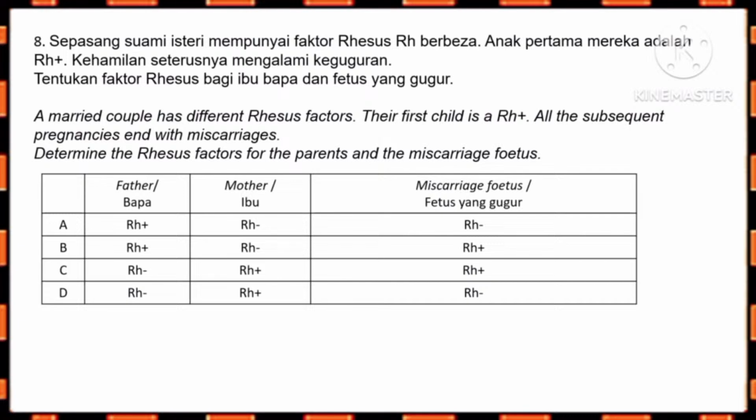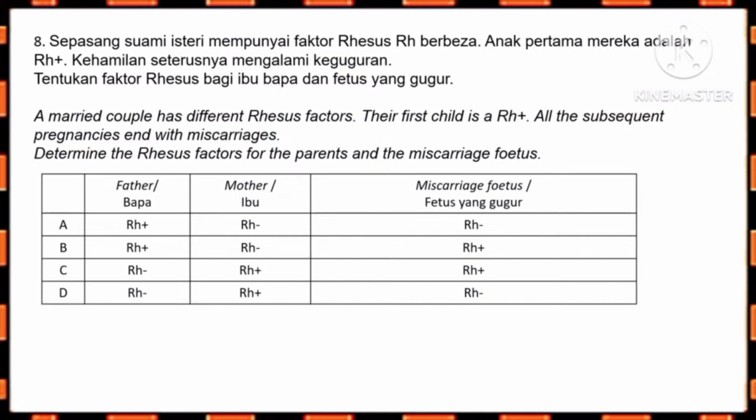Okay, how about this one? A married couple has different rhesus factors. Their first child is rhesus positive. All the subsequent pregnancies end with miscarriages. Determine the rhesus factors for the parents and the miscarriage fetus.